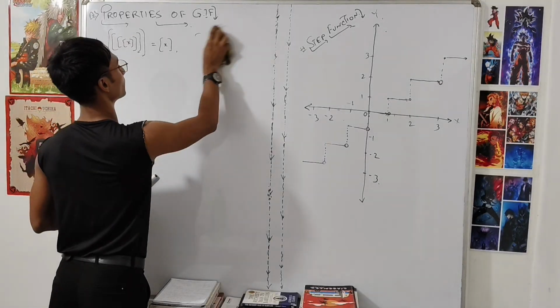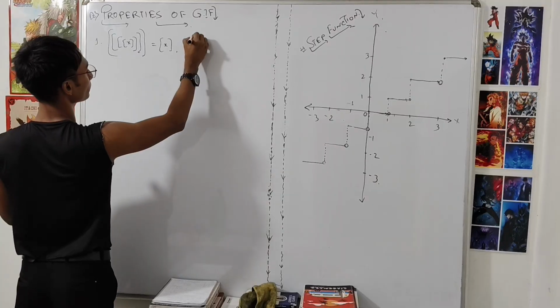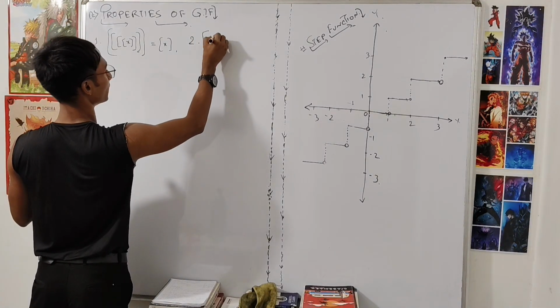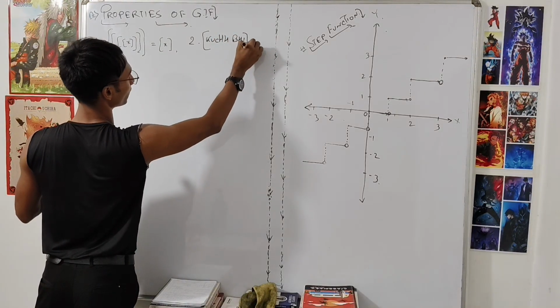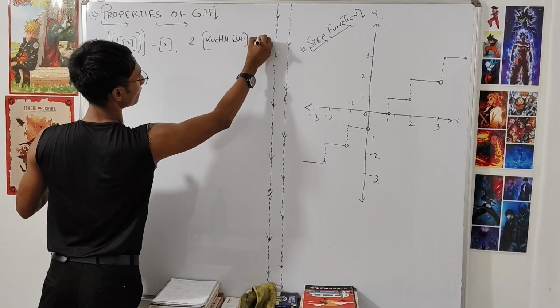Okay, so just that. And the second property is: put anything inside the box, I have already told you this, anything, then it will always produce an integer.